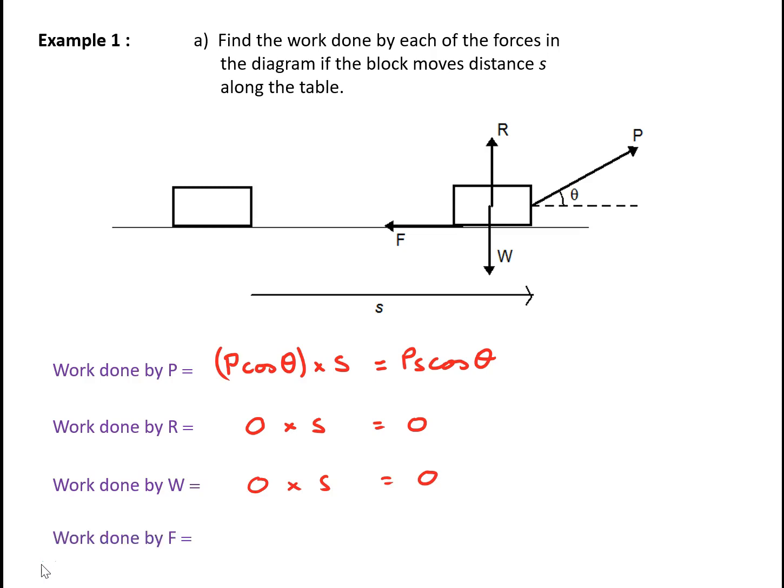And finally, the work done by F during the motion is the component of F in the direction of the motion, times s. Now F is in the opposite direction to the motion, so the component of F in the direction of motion is minus F. So the work done by F is minus F times s, which is minus Fs. Or in other words, we have had to do work of Fs against the force F.